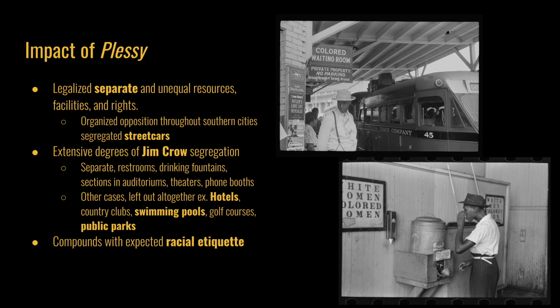The system of segregation finally began to be dismantled with the Supreme Court case Brown v. Board of Education in 1954, which declared that separate education facilities were inherently unequal. This decision marked the beginning of the end of Jim Crow laws in the United States.